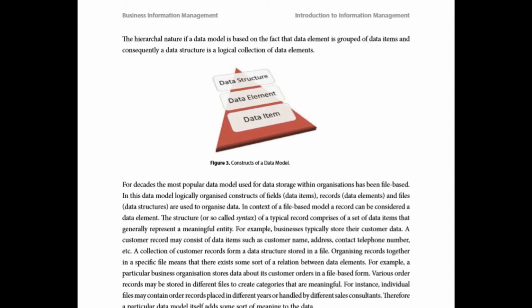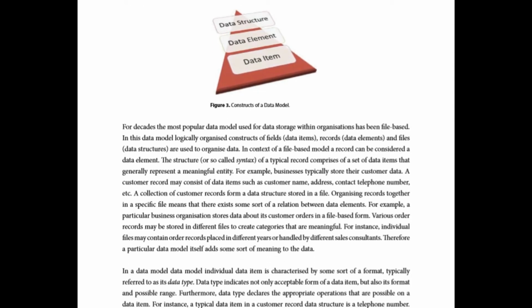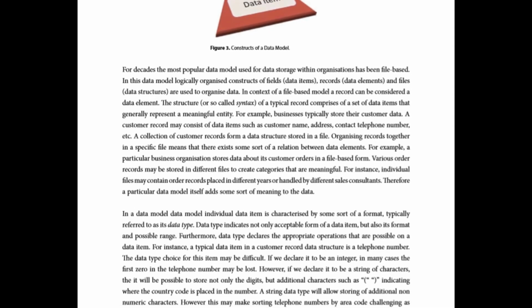Organizing records together in a specific file, that is, in a data structure, means that there is some sort of relationship between data elements. For example, a particular business organization stores data about its customer orders in a file-based form. Various order records may be stored in different files to create meaningful categories. For instance, individual files may contain order records placed in different years or handled by different sales consultants. Therefore, a particular data model itself adds some sort of meaning to the data.